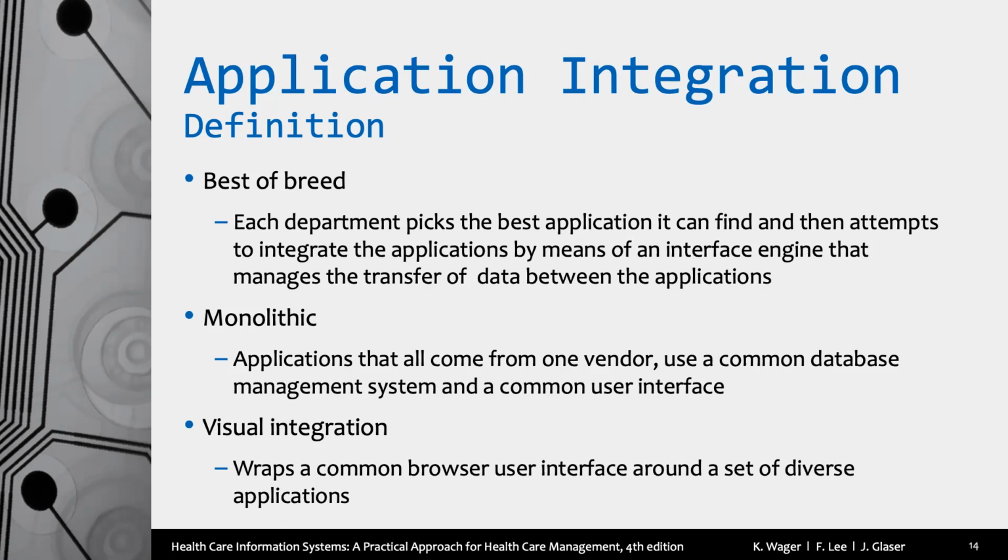So best of breed is very common, right? We'll take an Epic EHR. We might want a Cerner lab system. We want a McKesson pharmacy system. We want a GE radiology system. Okay. Like I said, very few organizations use a monolithic approach, where we use one. We're a shop of one. Okay. So the important thing, though, is how do we pull it all together?